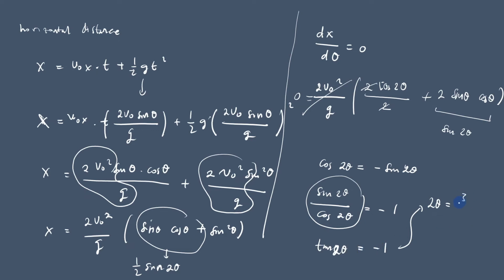We get 3/4 pi, and theta is 3/8 pi. This is the angle that yields the maximum horizontal distance. We can get the maximum distance by substituting theta equals 3/8 pi into this function, this term, or this term, like that.